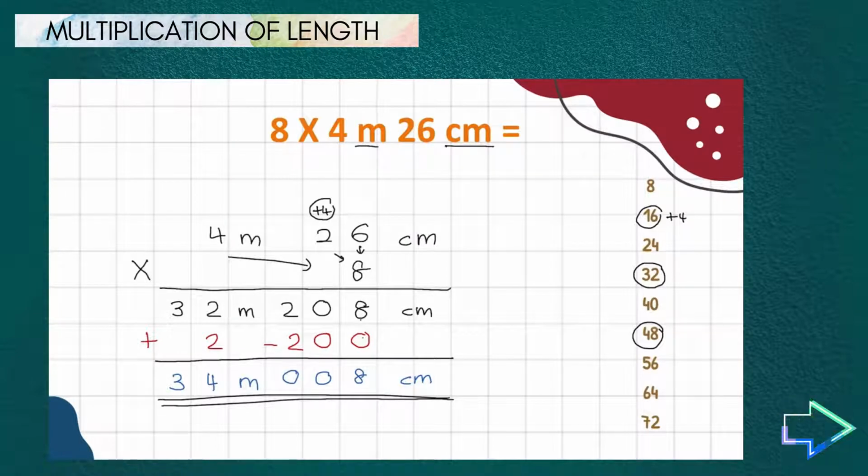For the 0 in front of 8 centimeter, you can choose either you want to write it or not. If you don't want to write it and you want to leave the answer like that, also can, because 208 minus 200 is only 8. So same, the answer is still 34 meter and 8 centimeter.